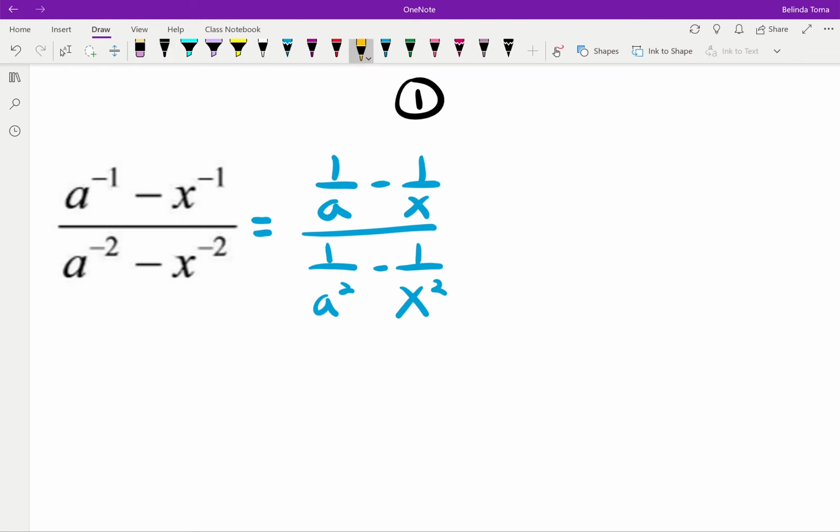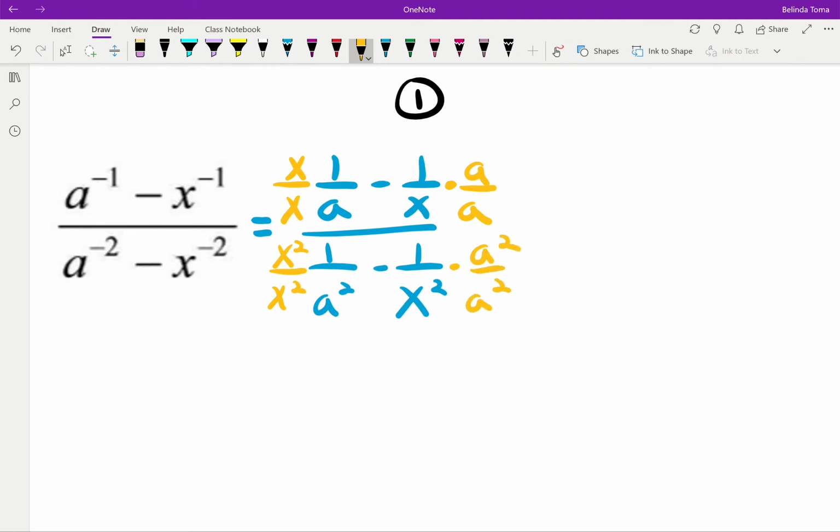And the common denominator we would use would be ax. So I'm going to multiply the first term by what it's missing, which is x over x, the second term by what it's missing, which is a over a. Likewise, in the denominator of this complex fraction, the common denominator would be a squared x squared. The first fraction is missing an x squared. The second fraction is missing an a squared.